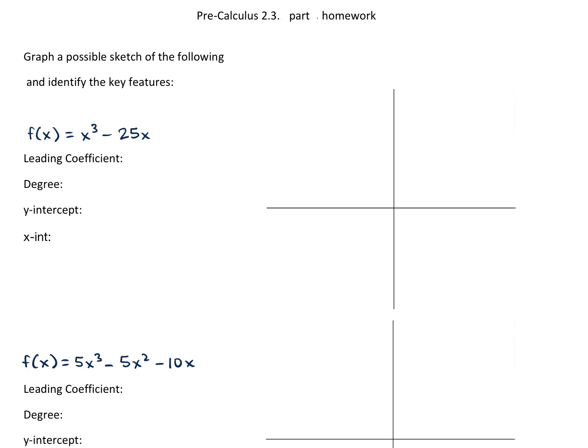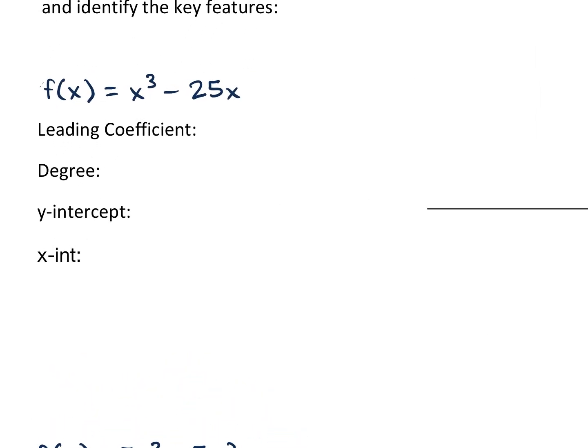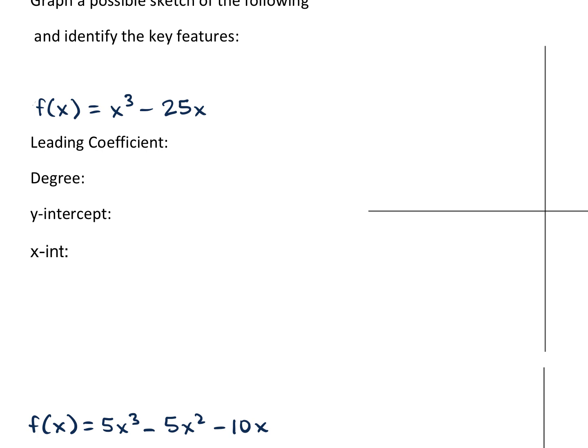All right, here's my first one. The problems are kind of handwritten in there because we wanted to use the same basic questions but change the problems. So we pretty much always ask you, what's the leading coefficient? What's the degree? What's the y-intercept? What's the x-intercept? And then you sketch it. All right. Trent, how do I deal with these?